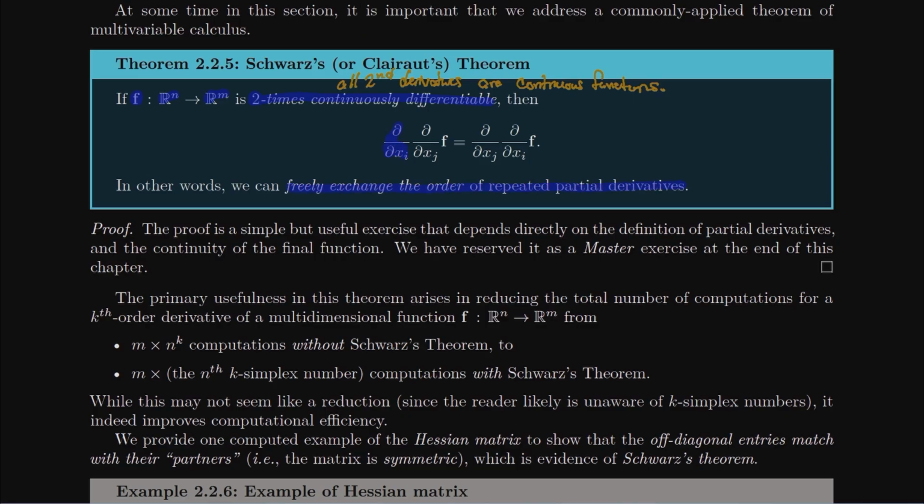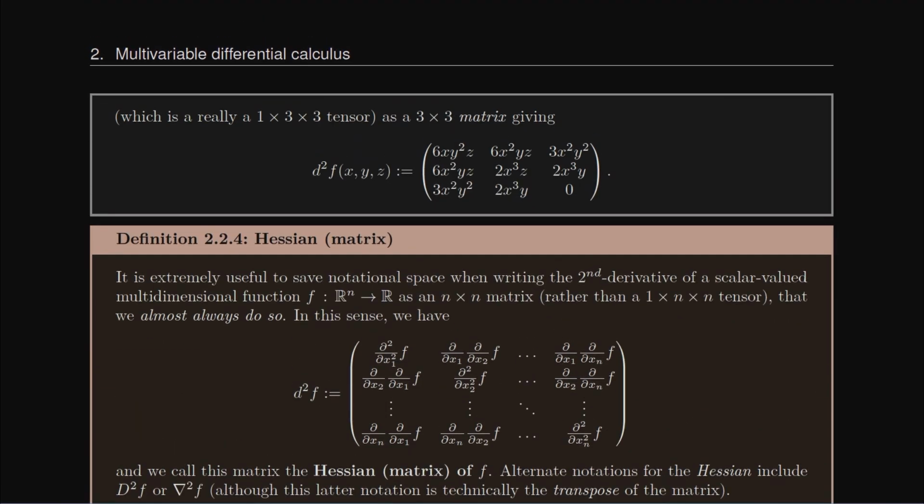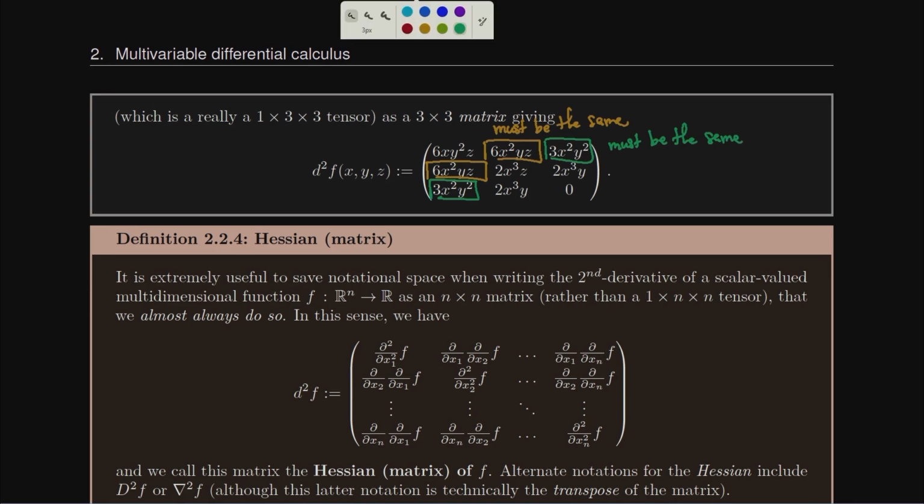So that means partial xi, partial xj is the same as partial xj, partial xi. Or maybe to make it a little clearer, if I do it in the variable x and then the variable y of some function, this is the same as the variable y and then the variable x of some function. What does this mean in terms of the second derivative matrix that we just encountered, the Hessian matrix? You can start to see it. If I look at this entry and I look at this entry, they must be the same. Similarly, if I look at this entry and this entry, they must be the same. Similarly, if I look at this entry and this entry, they must be the same.